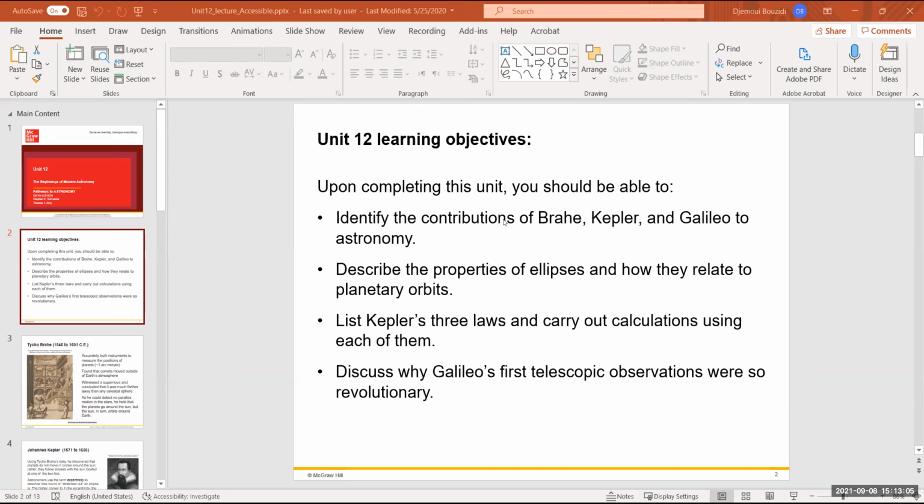What Mr. Kepler formulated, based on the observations of Mr. Tycho Brahe and based on the work of Copernicus, are three laws. Those three laws are based on observation, for the most part on the data collected by Tycho Brahe, okay?